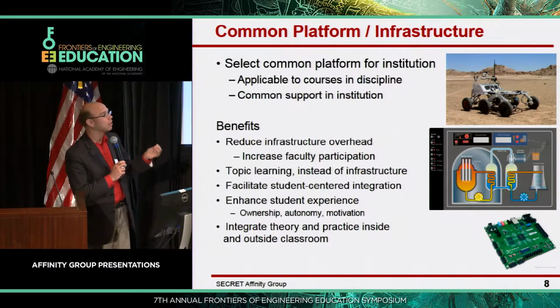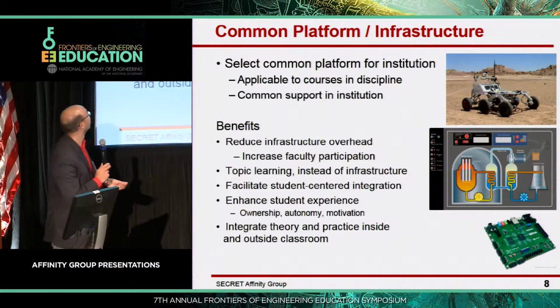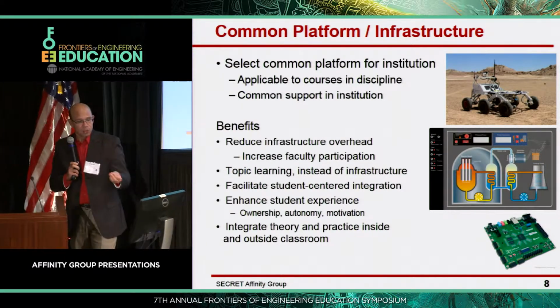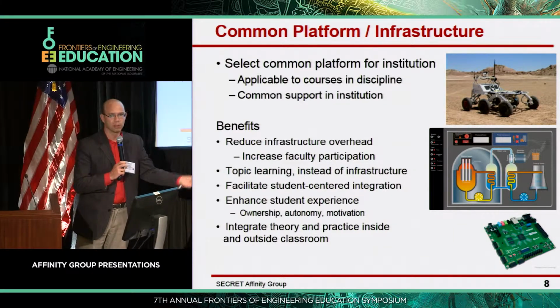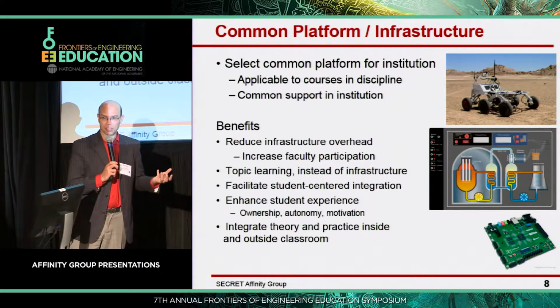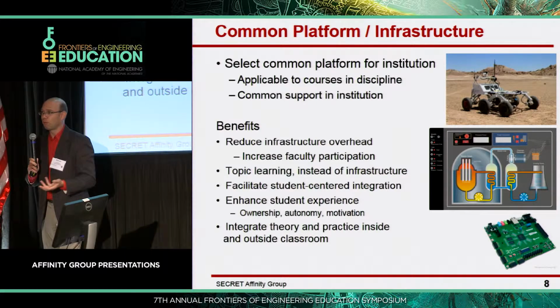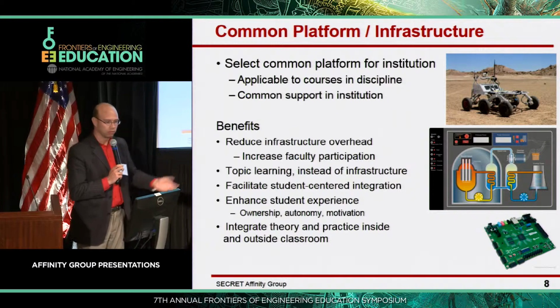In this case, you could build common resources, common support that helps you using that platform. Benefits, obviously, reduce infrastructure overhead. Increase faculty participation, because they cannot say, oh, it's too expensive to do X, Y, Z. Now, obviously, we had this argument: oh, my platform is better than yours. This is not a problem. If you have a faculty member who has the better platform, you already won this faculty member, who already does project work, no need to argue, right?